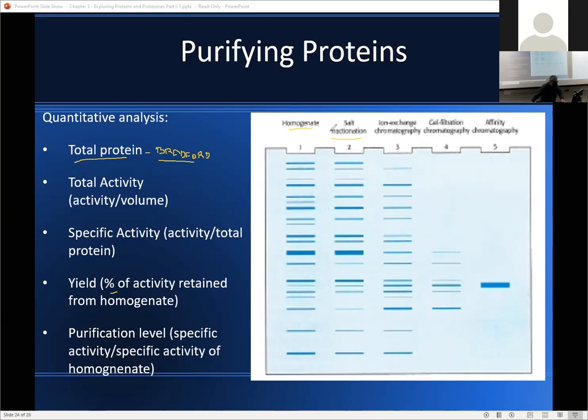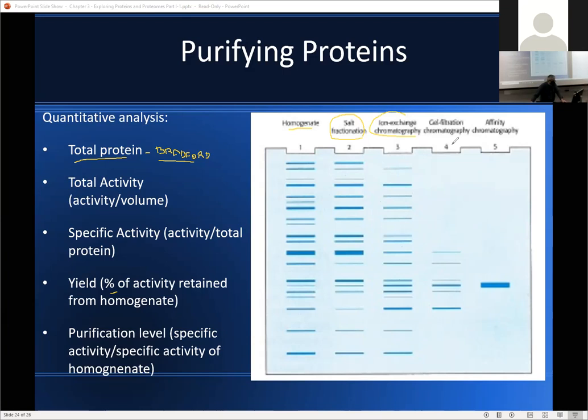And you can see when they salted out the proteins, there's not a huge difference. You can see some proteins, there's a band here they got rid of, band here they got rid of. So we're getting rid of some of the contaminating proteins that we don't want. Next, ion exchange chromatography. And you can see that we got rid of a couple more bands that we really don't need.